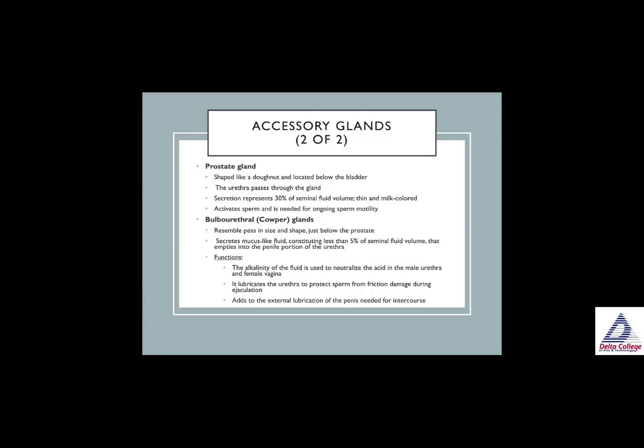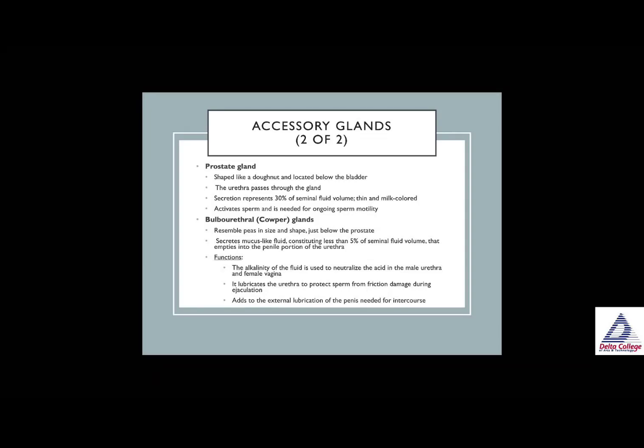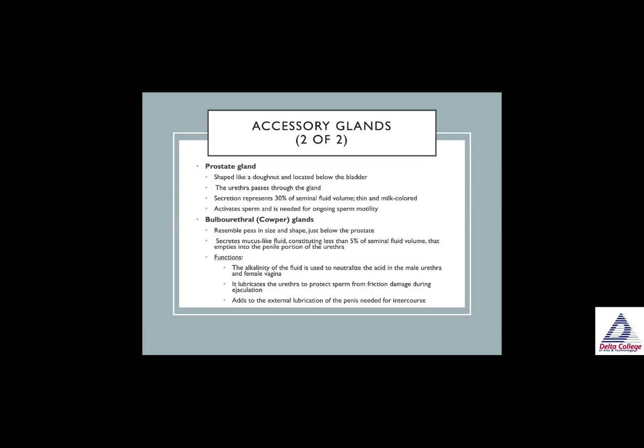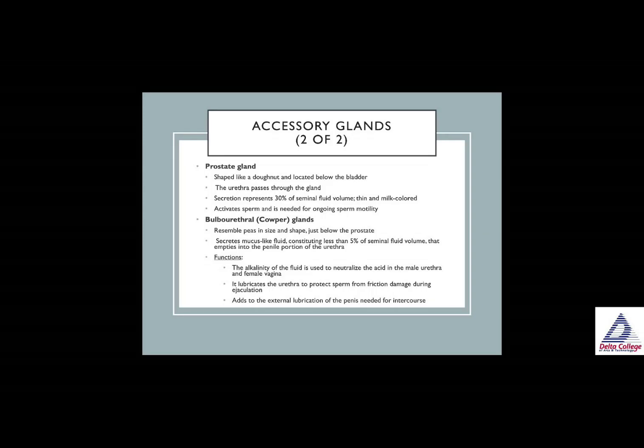Now, the bulbourethral or Cowper glands. These resemble peas in size and shape, and they're just below the prostate. They secrete a mucus-like fluid constituting less than 5% of seminal fluid volume that empties into the penile portion of the urethra. The alkalinity of the fluid is used to neutralize the acid in the male urethra and the female vagina. It lubricates the urethra to protect sperm from friction damage during ejaculation, and it adds to the external lubrication of the penis needed for intercourse.